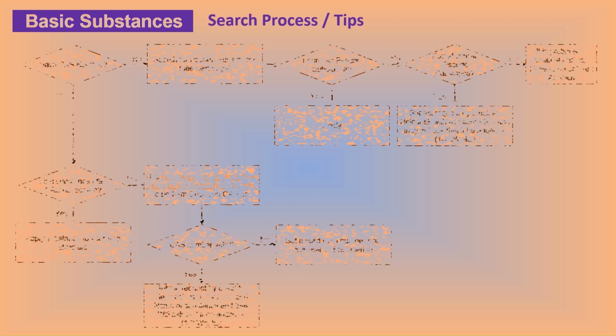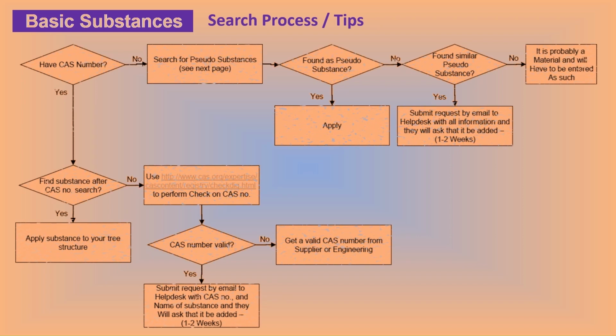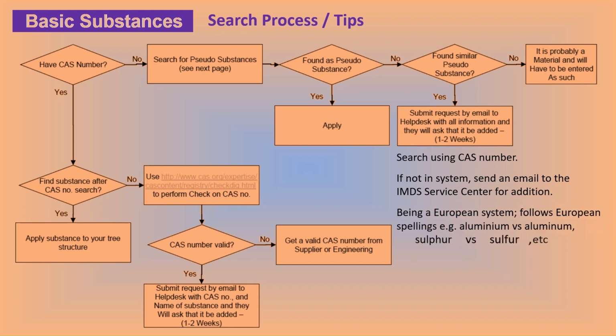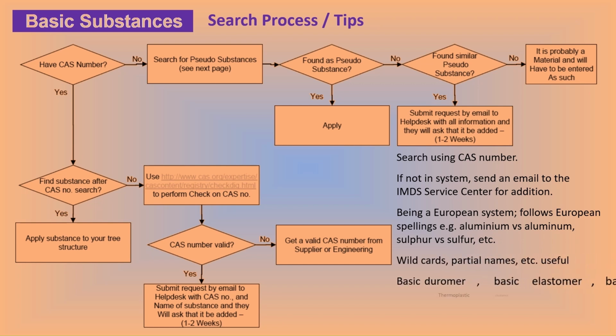The process flow chart for searching basic substances is shown on the screen. The process flow chart does not need an explanation. Search using the CAS number. If it is not in the system, send an email to the IMDS Service Center for addition. Being a European system, it follows European spellings, for example, aluminium versus aluminum, sulphur versus sulfur, etc. Wildcards, partial names, etc. are useful.